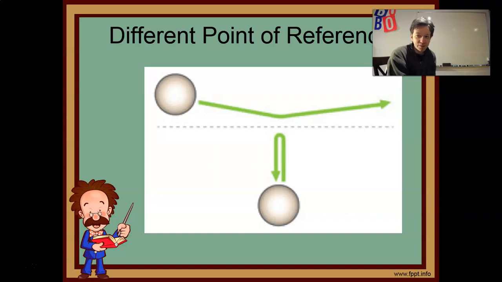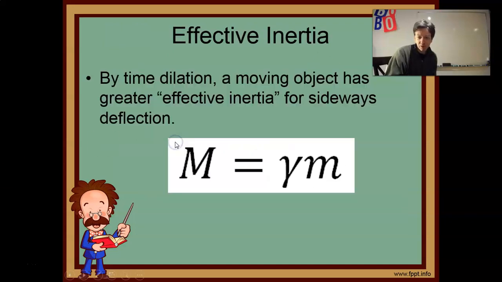What can you say about the masses of Alice and Bob? They're not the same anymore, are they? Right? Alice's mass appears to be greater, or at least it's harder to deflect her motion. So what we say is her effective inertia has increased due to time dilation and sideways inertia as well. And we can write this as her effective inertia, capital M, equals that Lorentz factor, which we know, times small m, her rest mass.